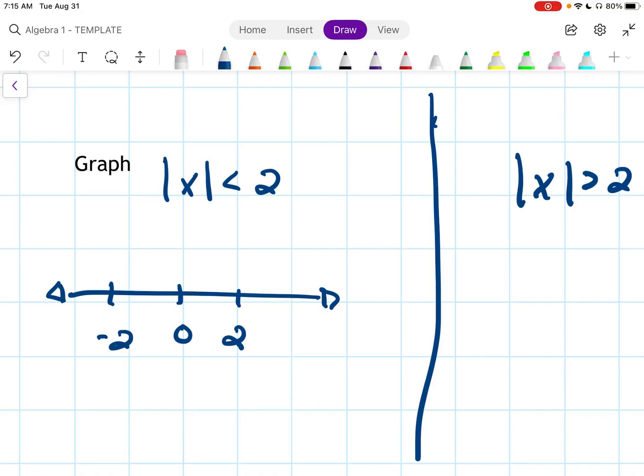Absolute value of x is less than 2. So 0 would be included, right? Would 2 be included? 2 would not be included, right? But it would be right up next to it. If we had 1.99, that's less than 2. If we had absolute value of negative 1.99, that's less than 2 also. So I'm going to put open circles on the 2's. And then we said that we know that 0 is included, so 0 has to be shaded. I'll shade between them.